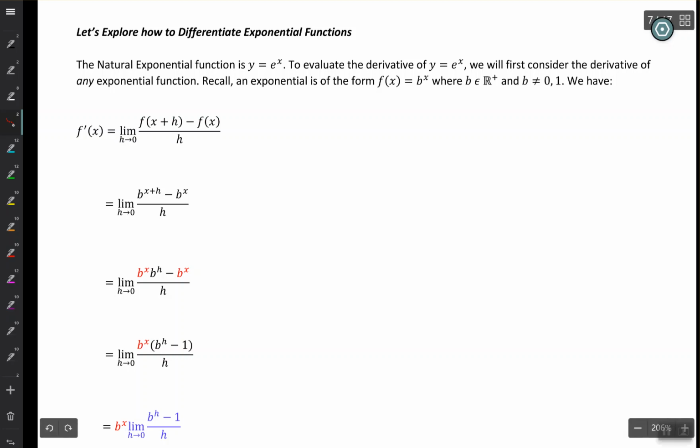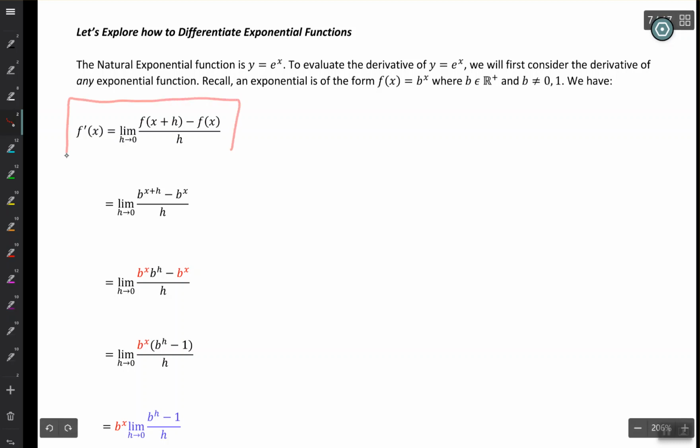In this video, we're going to explore how to differentiate exponential functions. The natural exponential function is y is equal to e to the x. And to evaluate its derivative, we're first going to consider the derivative of any exponential function. Recall, an exponential function is just a base to the exponent, b to the x, where that base is a positive real number other than 0 or 1.